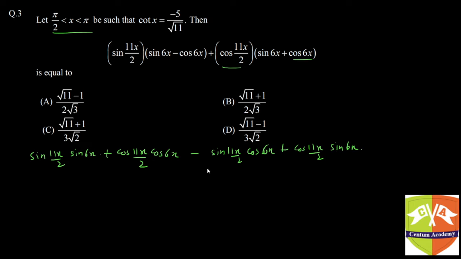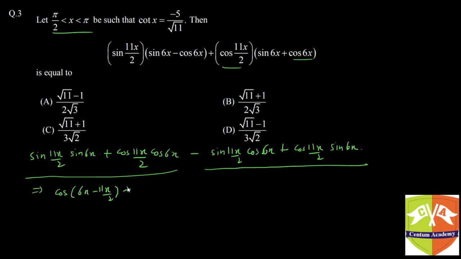And if you pair these up, then this is sine of a minus b. So cos of a minus b is cos of 6x minus 11x by 2, and this is sine of 6x minus 11x by 2. So this whole thing equals cos of x by 2 plus sine of x by 2. Now, which is the trigonometric ratio using which we can find both cos of half angle and sine of half angle? That is cos of x.